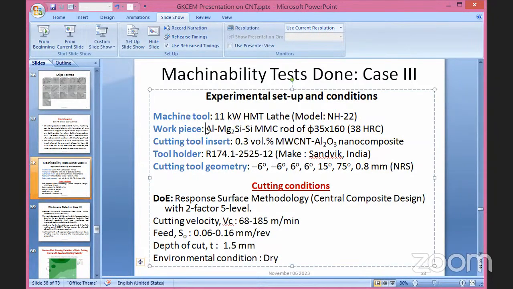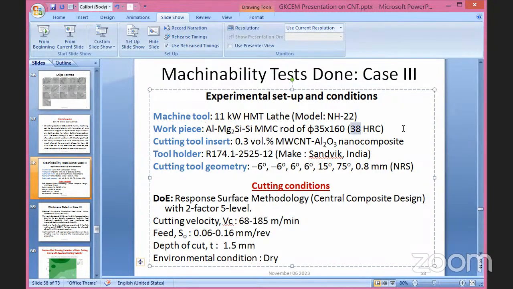is a new one. This workpiece material is newly developed by CSIR CMERI Durgapur, and it is an aluminium base Mg2Si and Si metal matrix composite. Okay, within the aluminium base you are putting magnesium silicide and then silicon. These are put at some proportions, and this is also having good hardness, 38 HRC.